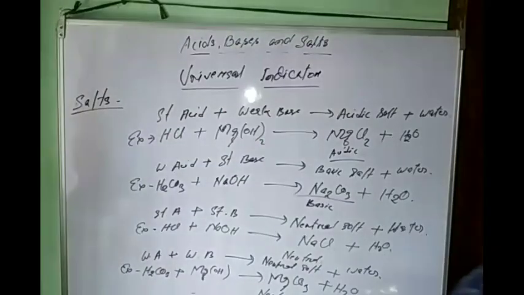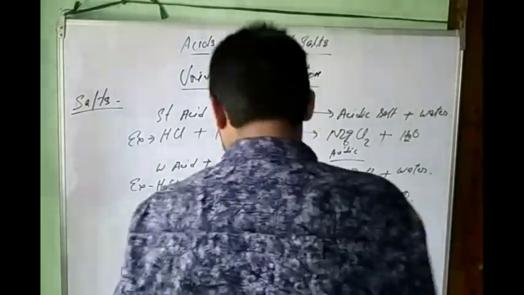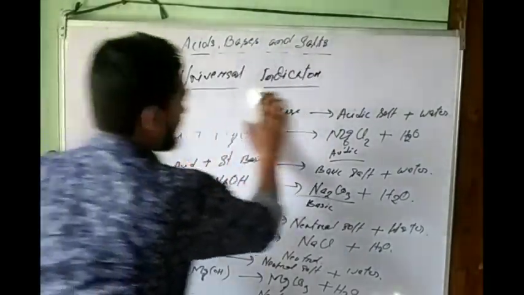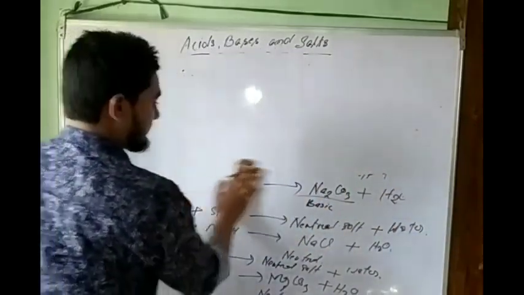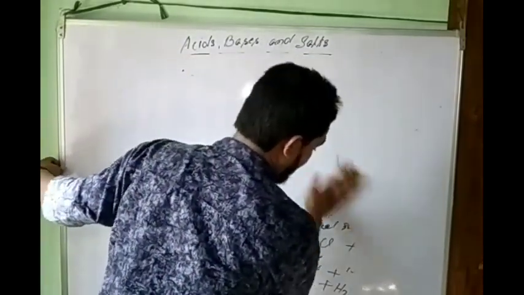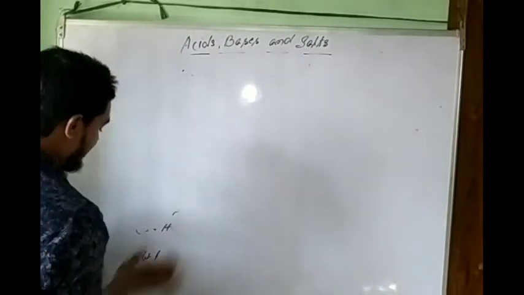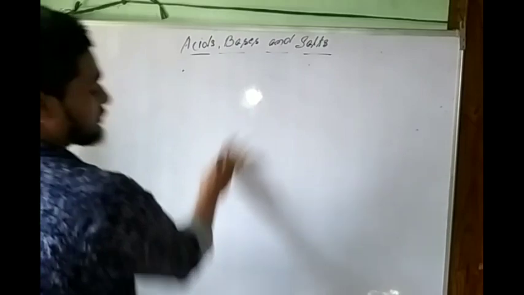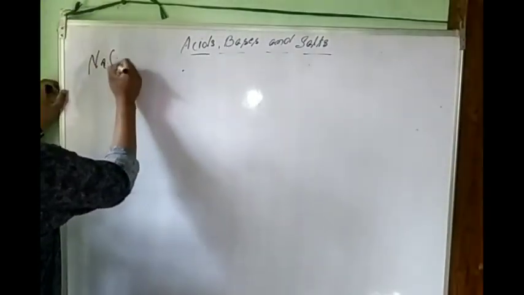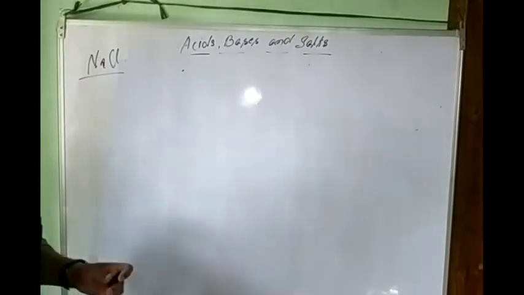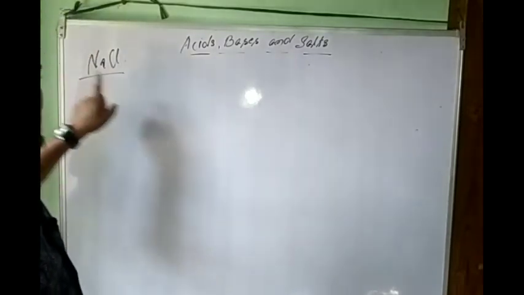Now again, the important topic of our chapter is the preparation of different chemical substances from common salt, that is from rock salt or sodium chloride. Now I will discuss how we can prepare different chemical substances from sodium chloride.